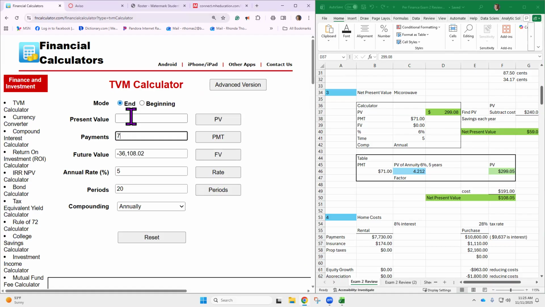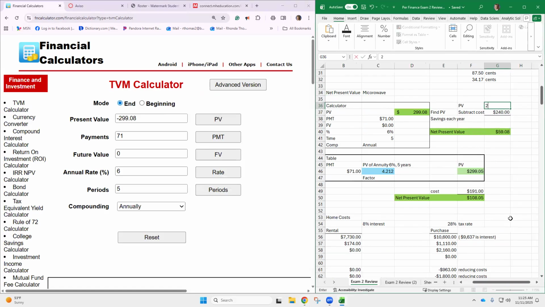Now let me go see, because I think it's different than the last one I did. So we're solving for the present value. We're saving $71 a year. Interest rate of 6 for 5 years. Present value is $299.08. Okay. Now we're going to subtract. So $299.08. We're going to subtract from there, and we get $59.08 as the net present value.